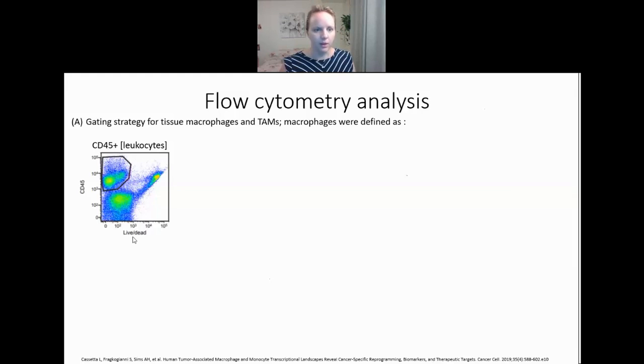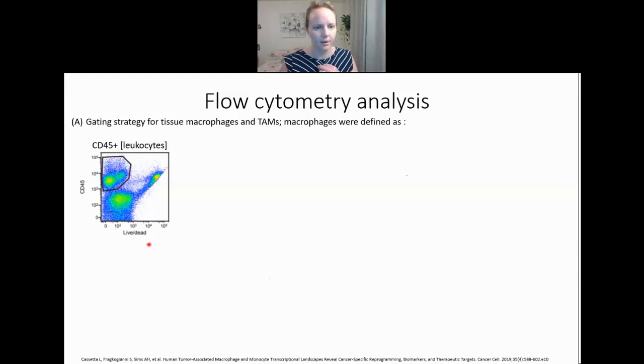They also here included a live dead stain. In this case, the dead cells take up the stain because their membrane is not intact, so they just absorb the dye. So here on this population down in the corner, see if I can get my laser pointer back. It's being really strange.